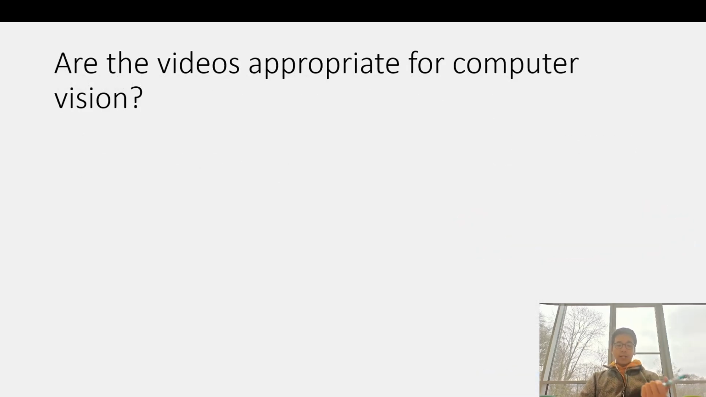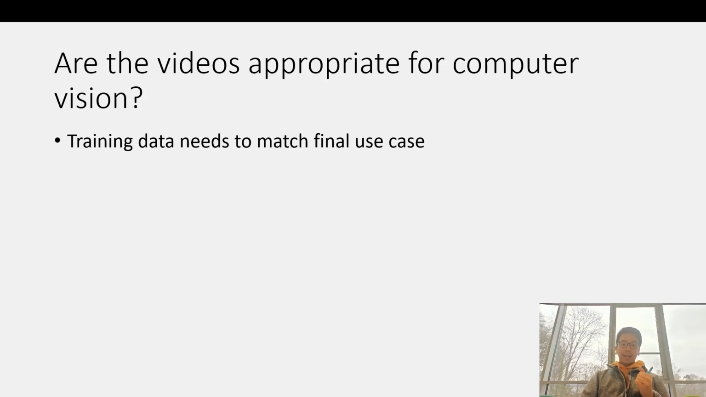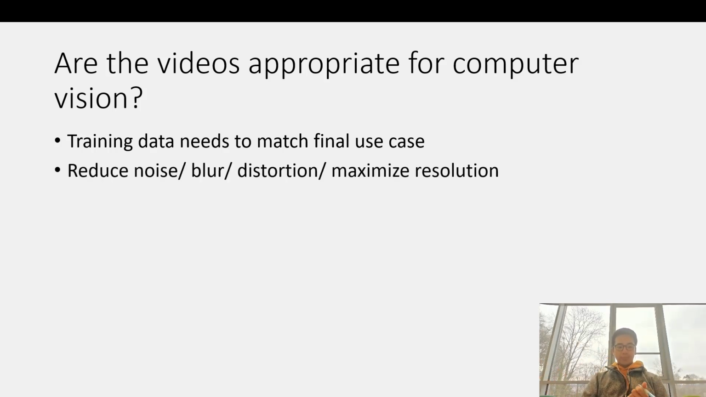And then here is a more general point. The third consideration is whether the videos are appropriate for computer vision. What this means is, does the training data match the final use case? You cannot expect the model to work by training it on indoor pigeons and expect it to work on outdoor pigeons just like that. Usually you'll need training data that matches the final use case. And even better, if you have an experimental setup of a certain kind, you can just use those frames to train your model.